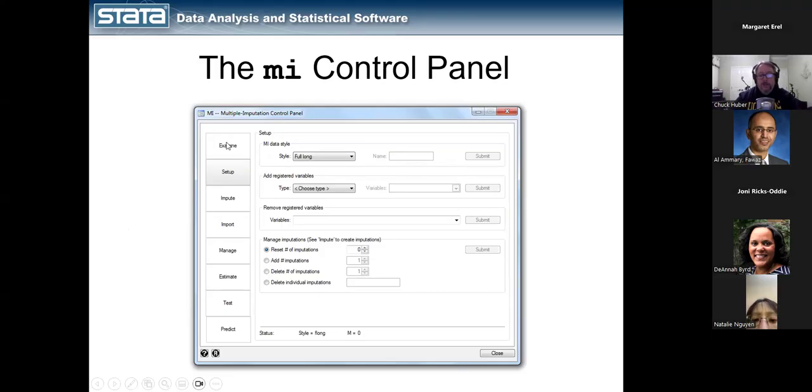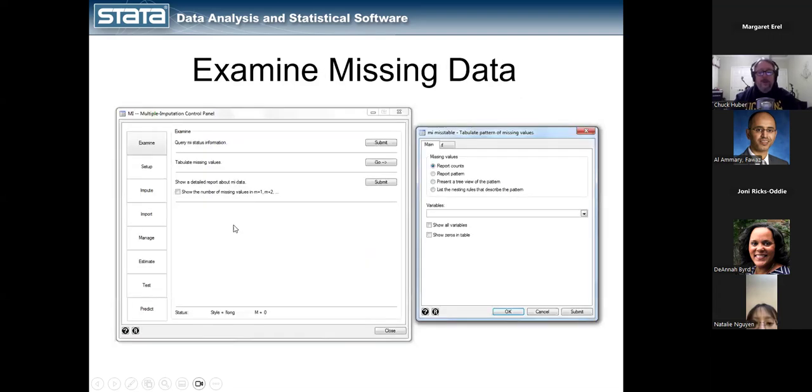and it walks you through the steps of doing the multiple imputation. If you click at the very top on examine, it'll show you some things to examine the data. It'll look through your data set and identify variables that have missingness, how many patterns, things like that. And then set up, impute, import, manage, estimate, test, and predict. And we'll go through these as we do this. So first off, we need to examine the data.